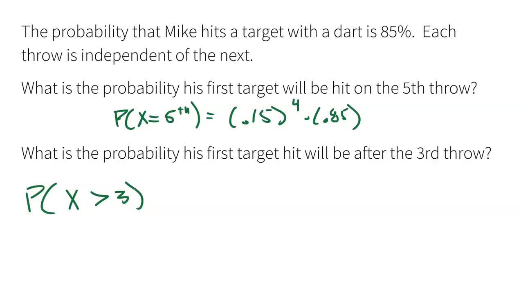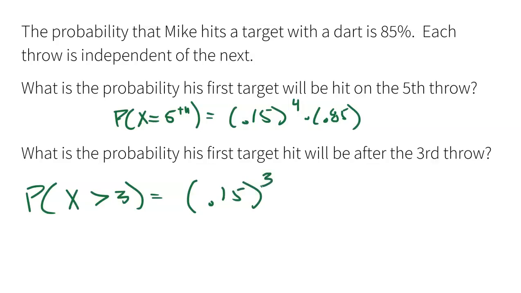So I could go the route of finding what I don't want. I don't want it to happen on the 1st. I don't want it to happen on the 2nd. I don't want it to happen on the 3rd. So, not happening on the 1st, 2nd, or 3rd. Figure those out, not very difficult. But there's actually a way easier way to answer this question. What is the probability his first target will be hit after the 3rd throw? That actually tells me that the first 3 throws have to all be failures.